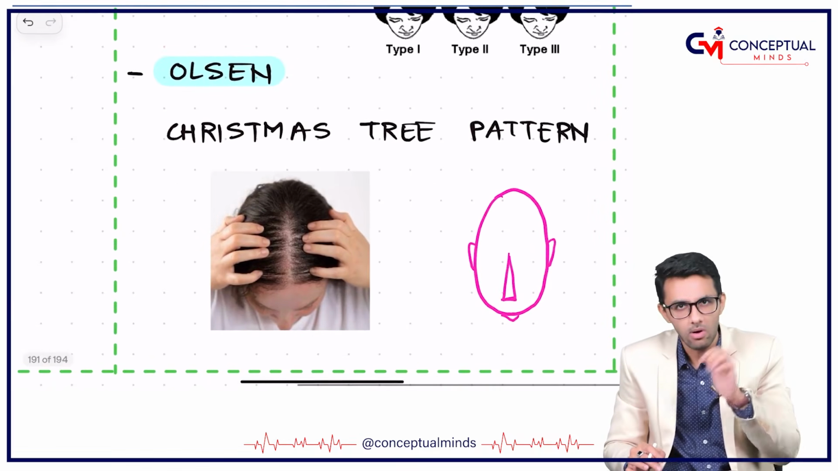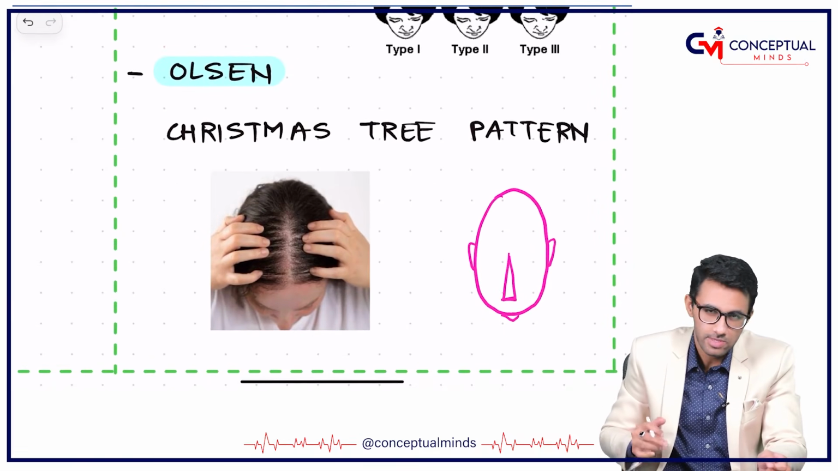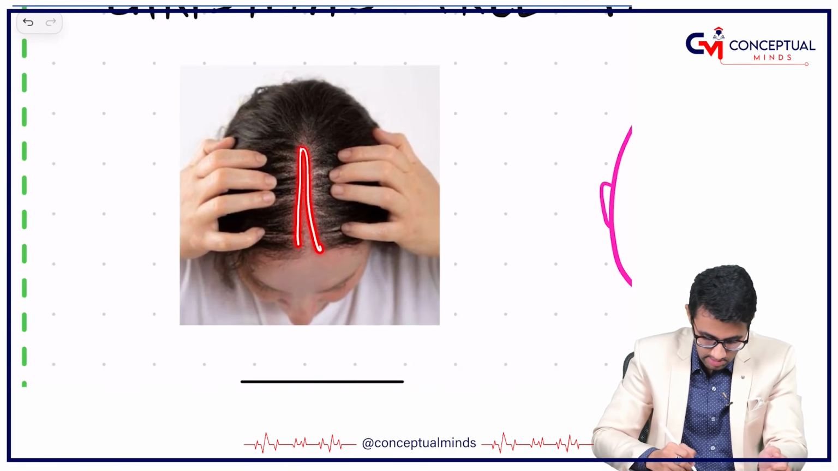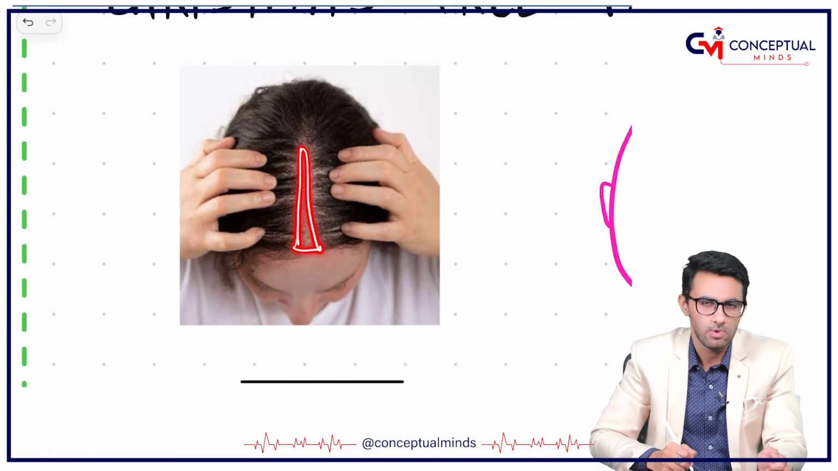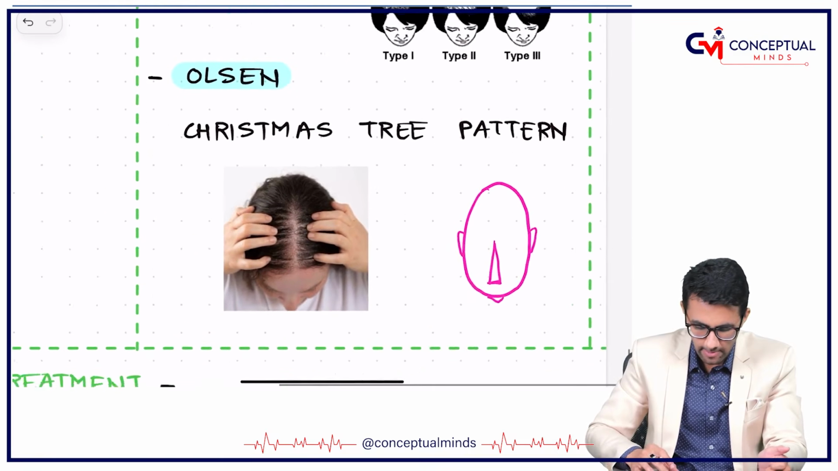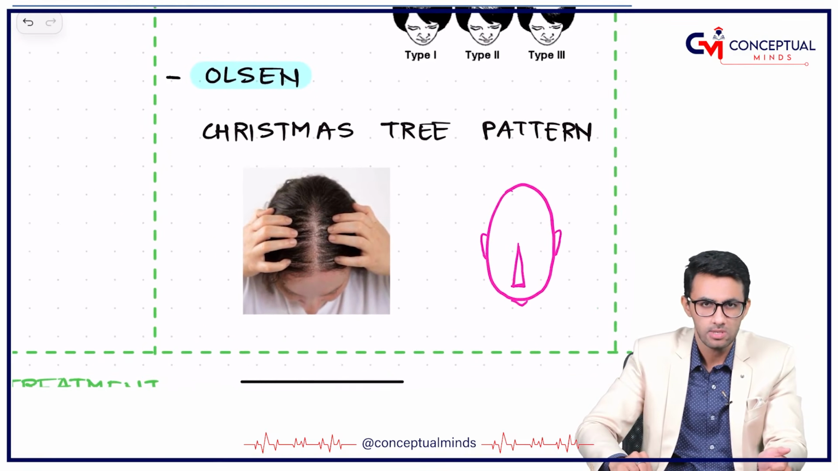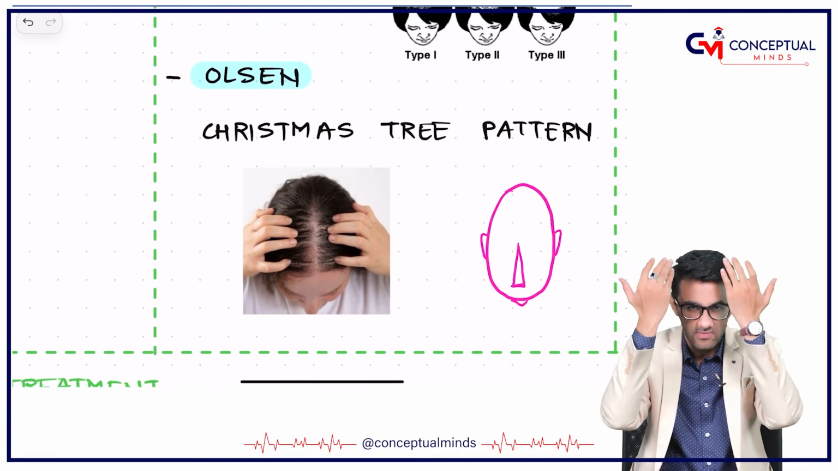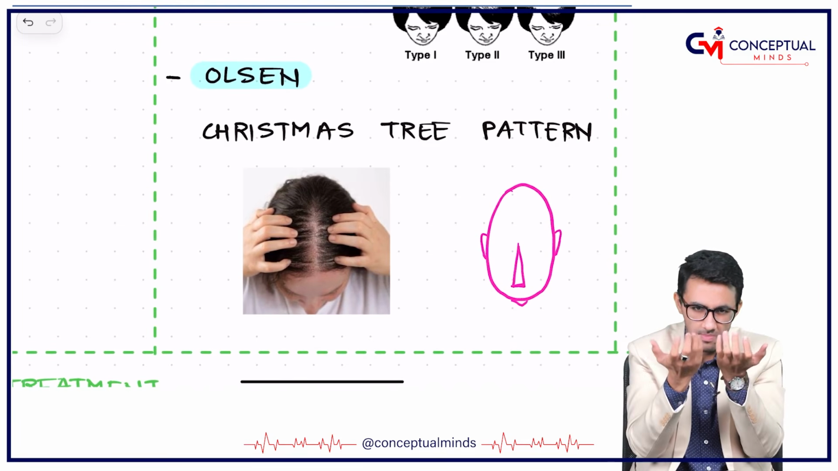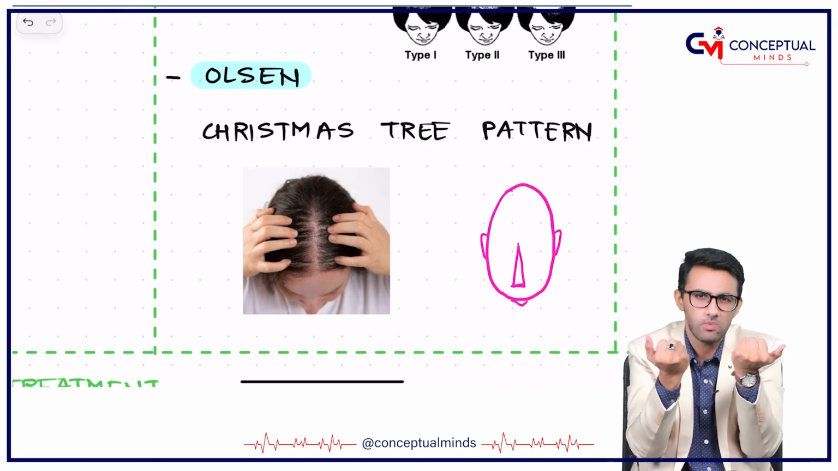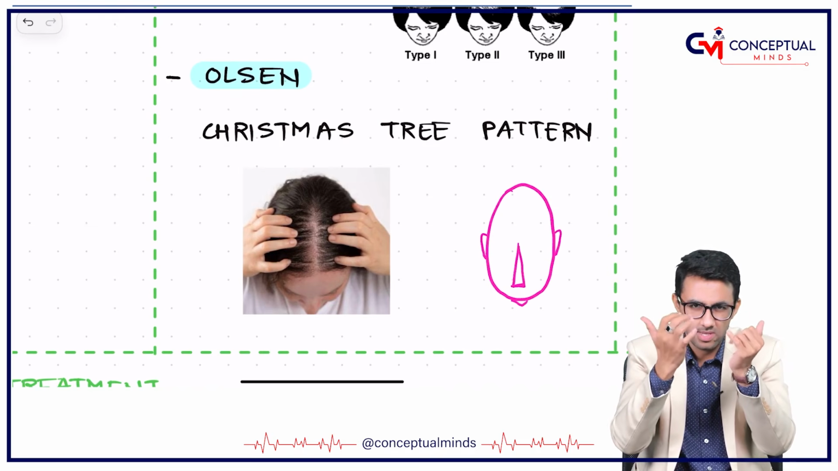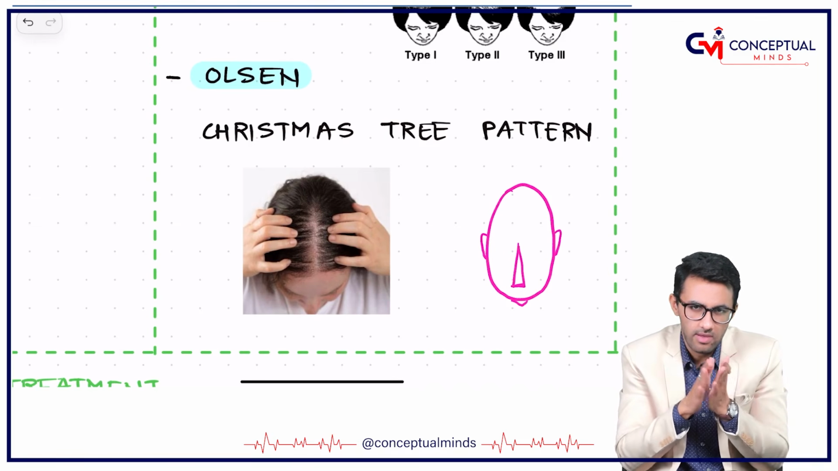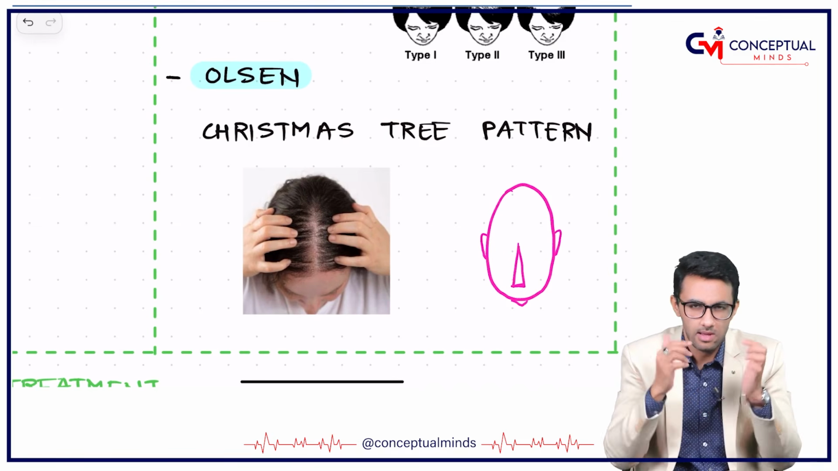How about the Olsen pattern? In the Olsen pattern, we have this Christmas tree hair loss. Right here you see we have this. Usually, because of the partition, if somebody is making the same partition for probably 10 years, 15 years, what is going to happen? Because of this, there is something called traction alopecia. Traction alopecia always happens in a set pattern.